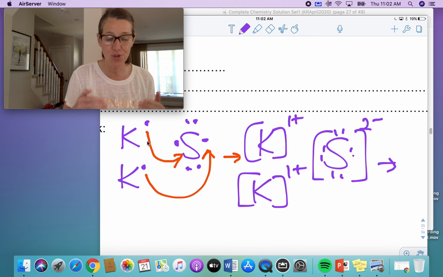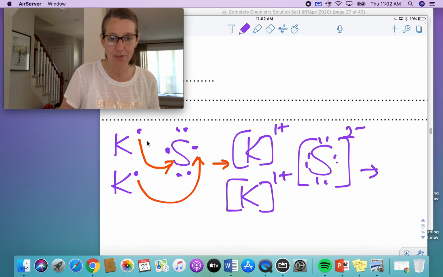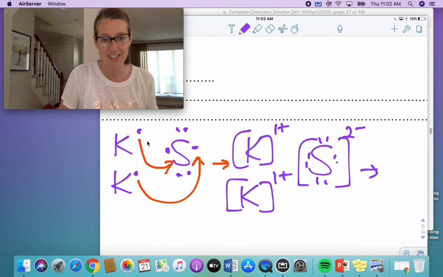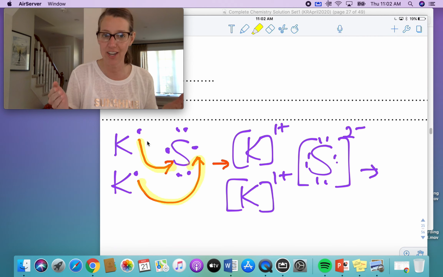In grade 9, you showed a Lewis dot structure. You can take the Lewis dot structure, so I've got 1 valence electron for each of the potassiums. I have 6 valence electrons for the sulfur. I actually show the transfer of those electrons, that's what we do for ionic.